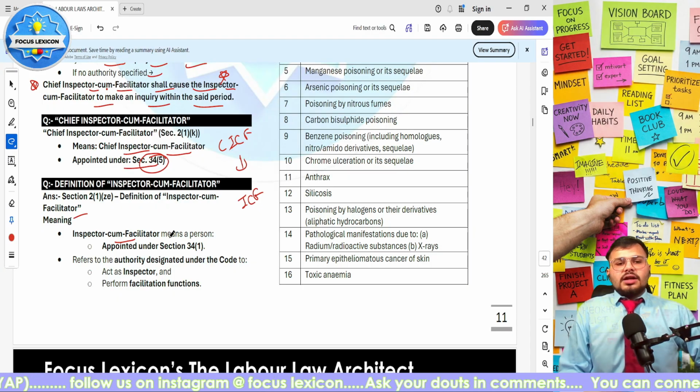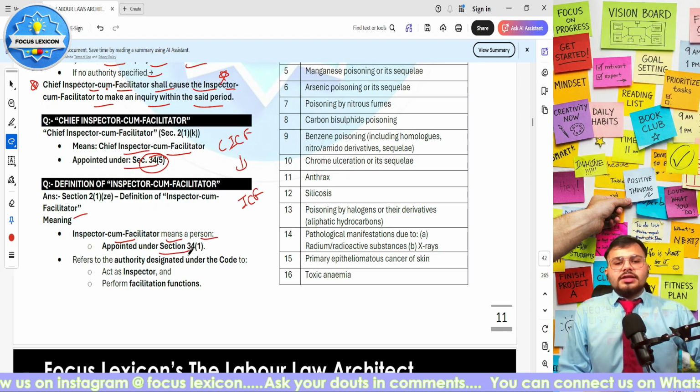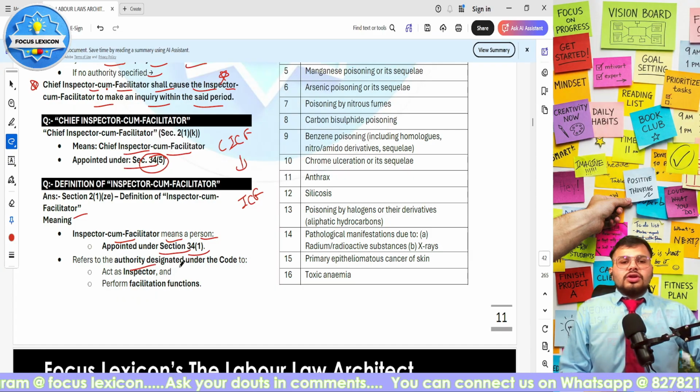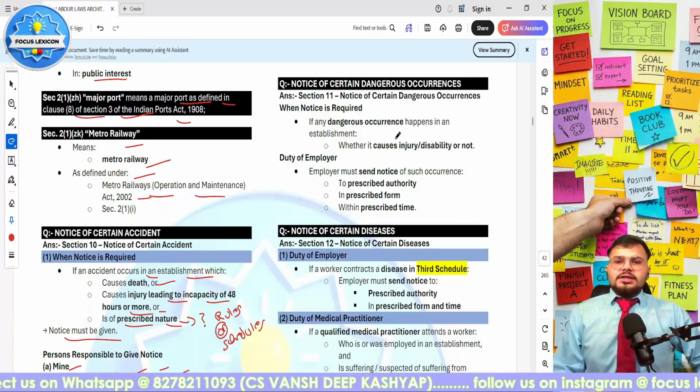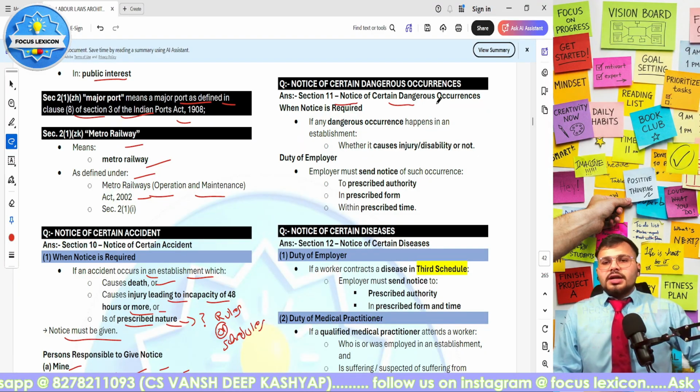Facilitator means inspector-cum-facilitator, a person appointed under section 34(1), referring to the authority designated under this code or Act as inspector, who performs facilitative functions. Notice of certain dangerous occurrences, Section 11.